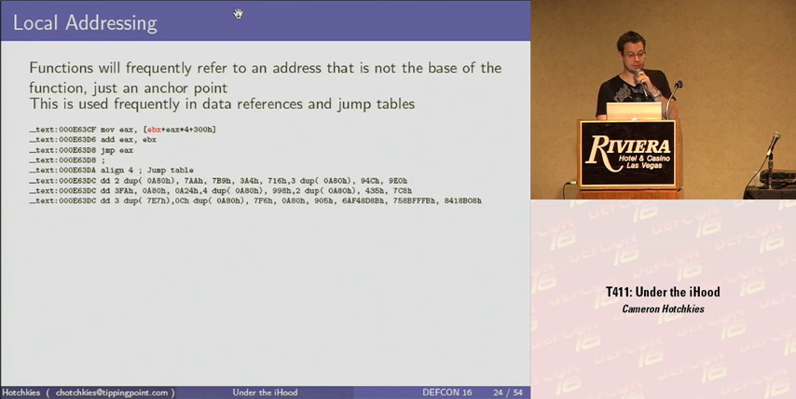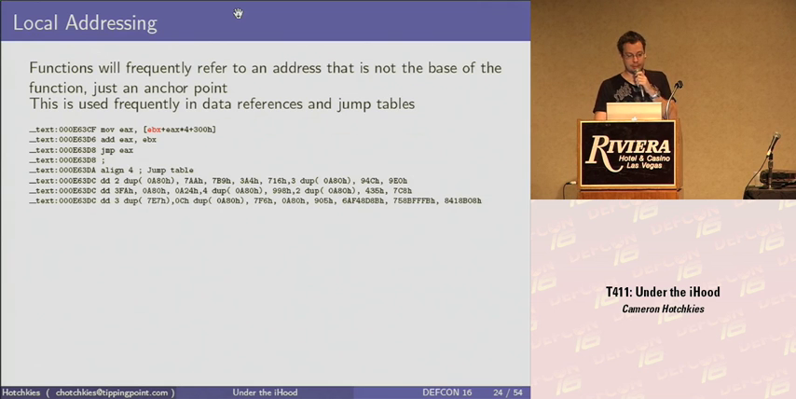EBX is the position-independent anchor point. It's not the start of the function, it's just a random address in the function. They use that to reference all of the other position-independent code, or the data that it's going to be referring to. EBX is most frequently used; I don't think I've ever seen anything that's not EBX, but I'm not going to say it won't be, because I don't want you to wake up 6 months from now and be like, Cam, you lied to me.